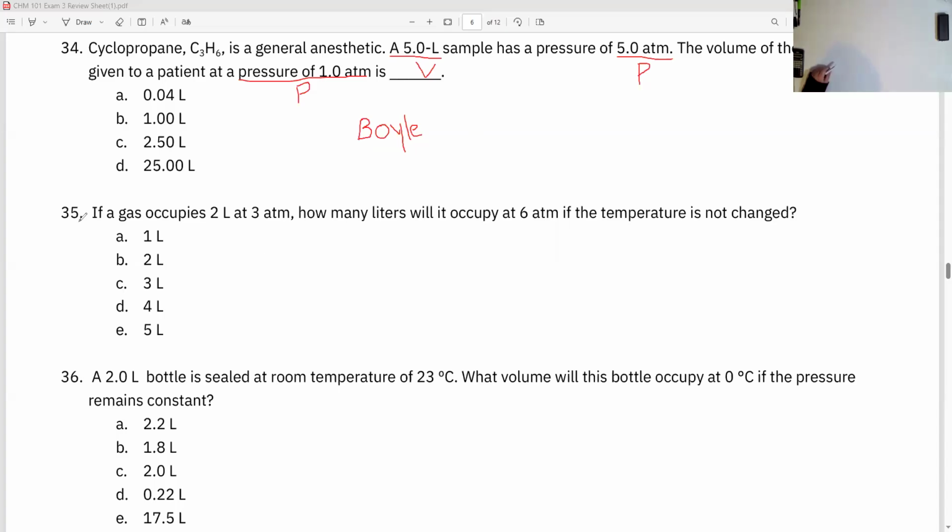So if we look at the next question, number 35, similar situation here. If a gas occupies 2 liters at 3 atmospheres, how many liters will it occupy at 6 atmosphere if the temperature isn't changed? So again, we have pressure and volume as the only units that are being mentioned here. So this is going to be another example of Boyle's law. So let's tackle those 2 questions. And then we'll see that in question number 36, we're moving on to volume and temperature. So that will be a different one of our gas laws.